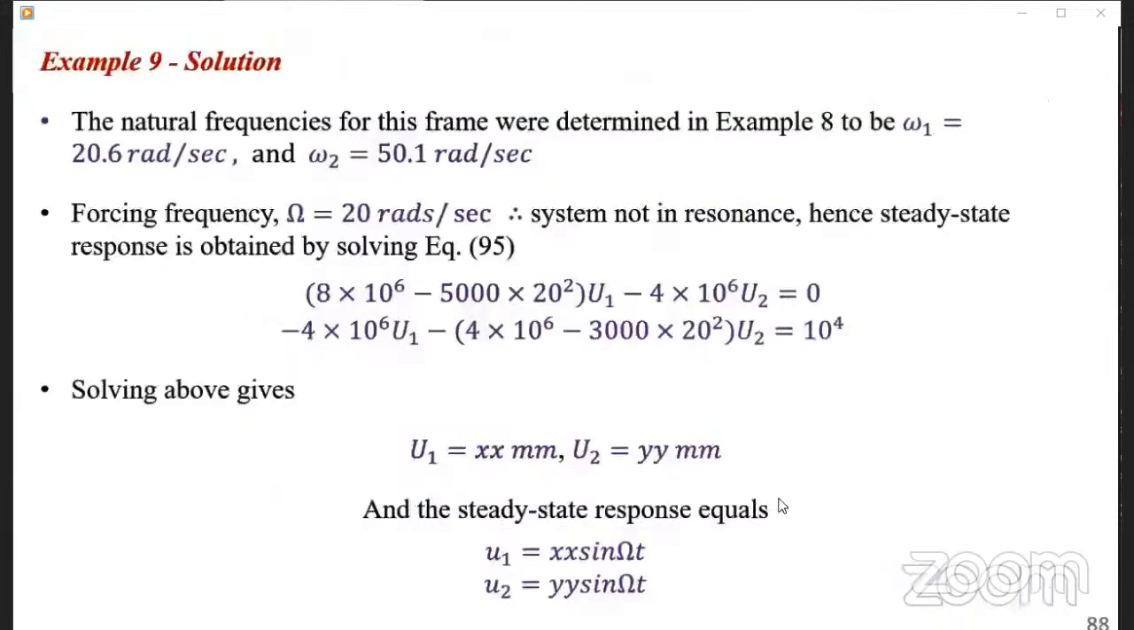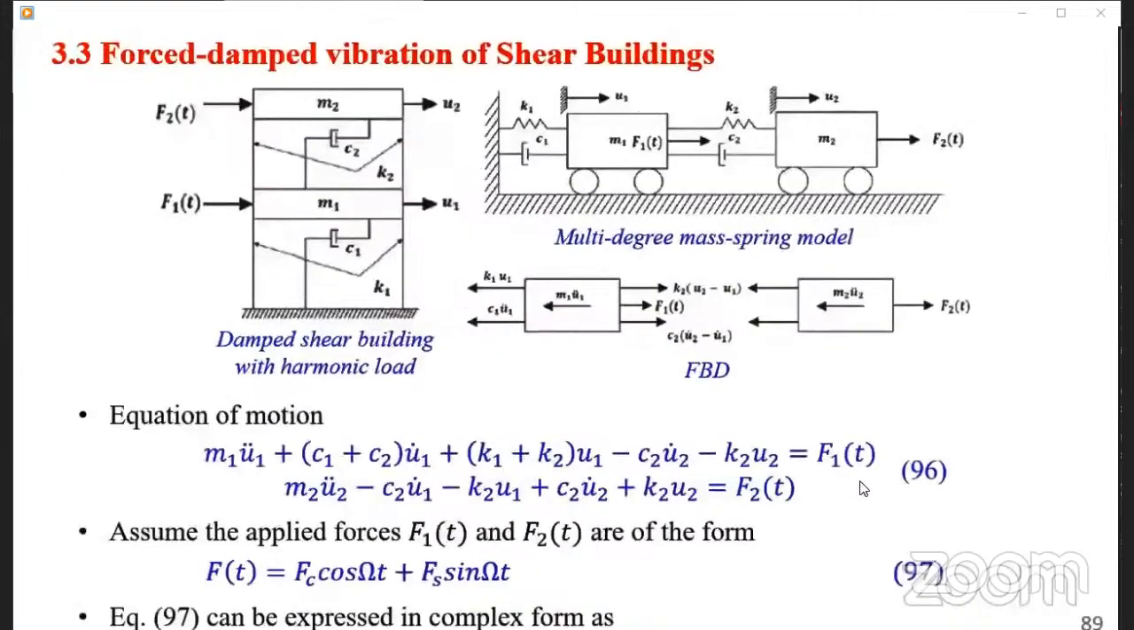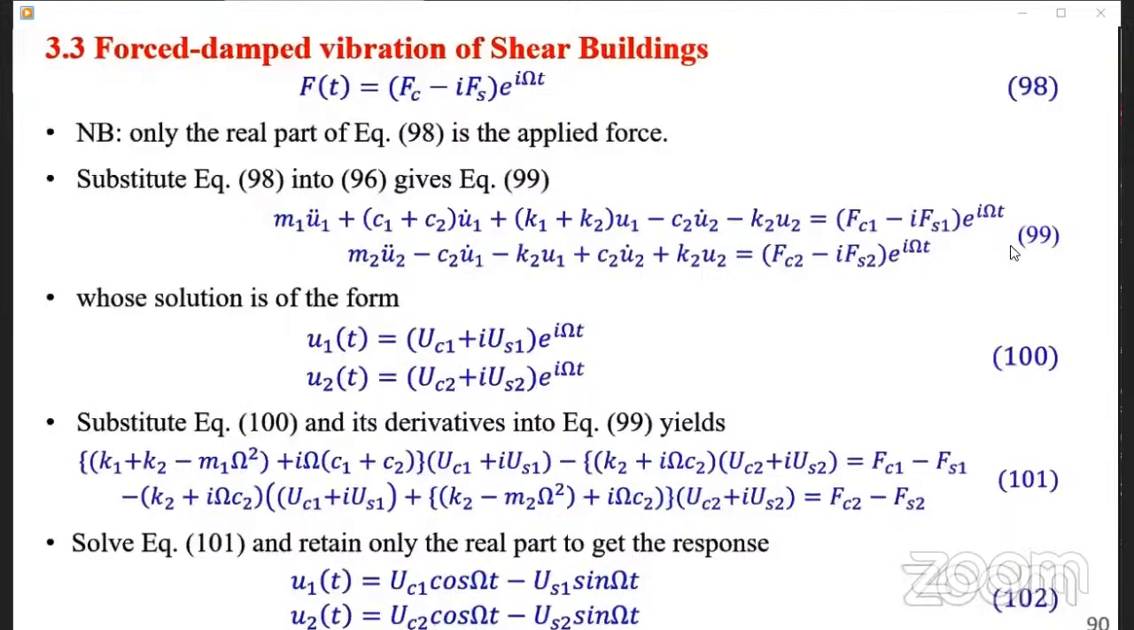the problem equation, equation 96. Then equation 98 helped us to simplify our equation using Euler's relation. So you have equations 99, 100, and 101. Either of these you can use to obtain, by simplifying, what is U1 and U2. So you're solving for UC1, UC2, so that you can substitute in equation 102.